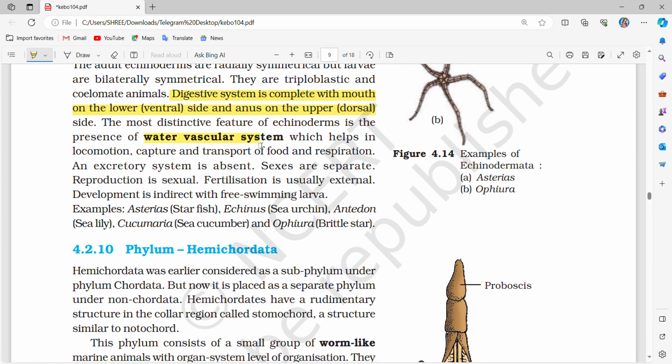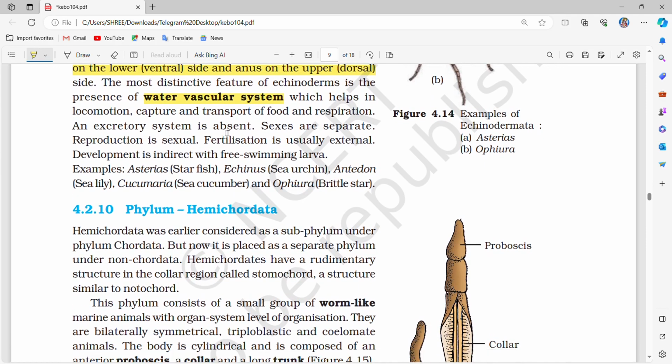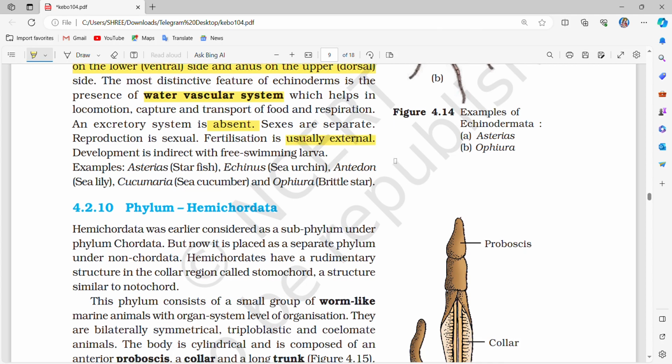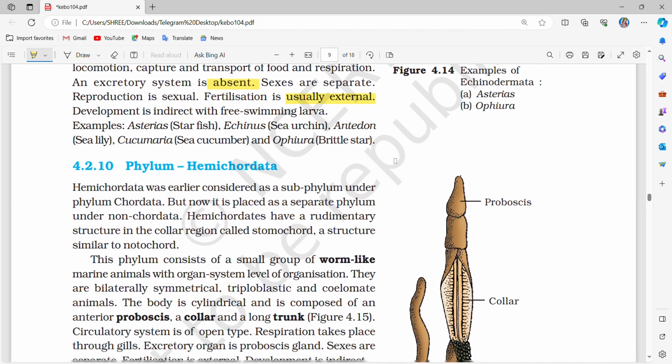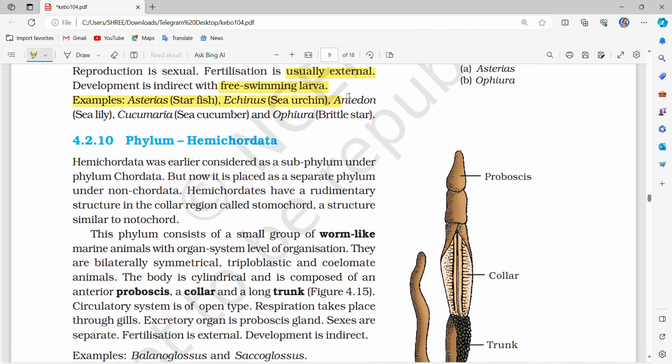The most distinctive feature of echinoderms is the presence of water vascular system, which helps in locomotion, capture and transport of food and respiration. An excretory system is absent. Sexes are separate. Reproduction is sexual. Fertilization is usually external. Development is indirect with free-swimming larvae. Examples: Asterias, starfish, Echinus, sea urchin, Antedon, sea lily, Cucumaria, sea cucumber, and Ophiura, brittle star.